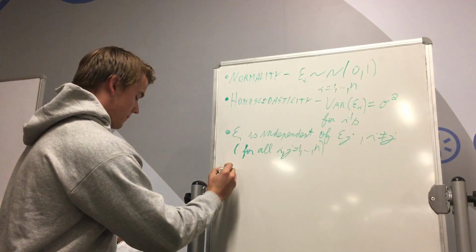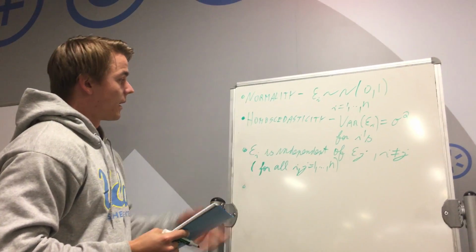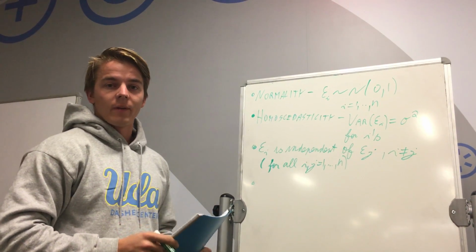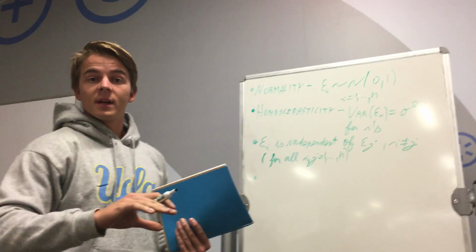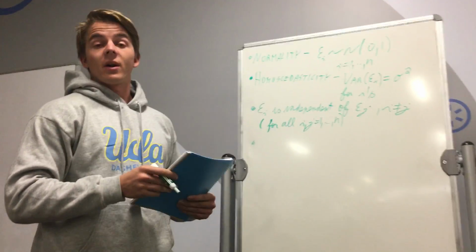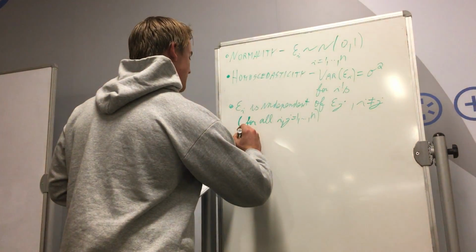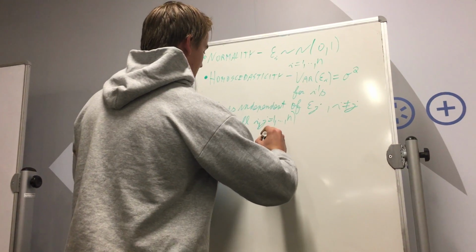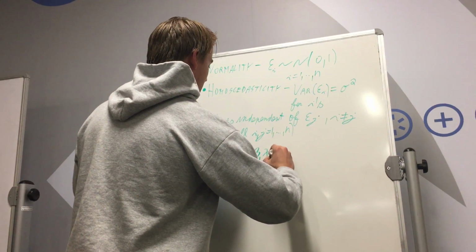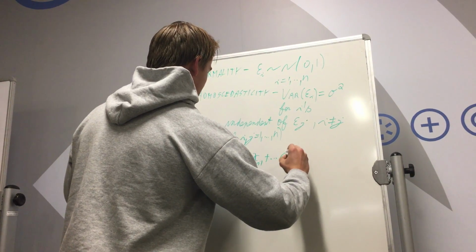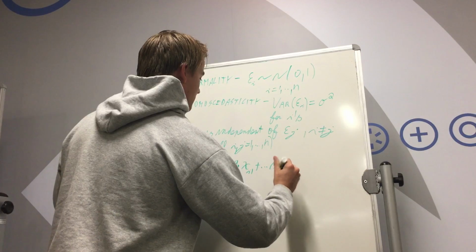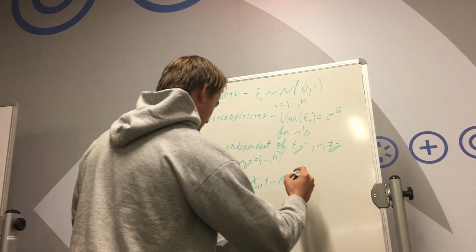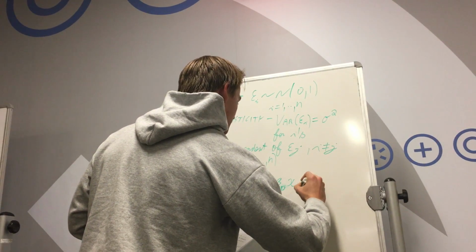The fourth assumption is the assumption of linearity. And this says that the expected value of our response has to be a linear combination of all the covariates and parameters in our model. We can just show this by expectation of y_i equals beta 1 and so on, assuming we have p covariates and parameters in the model.